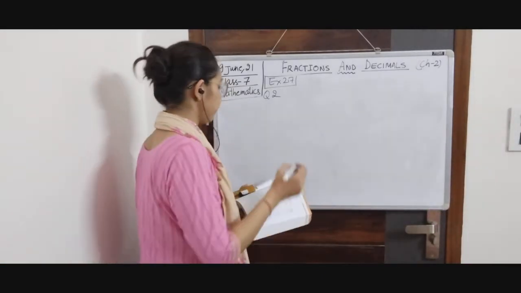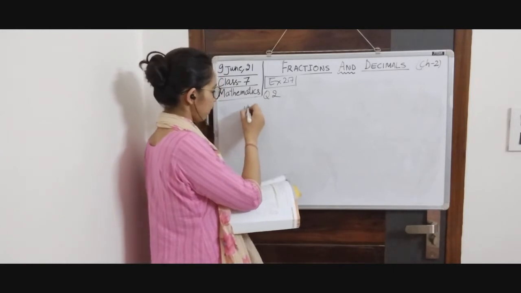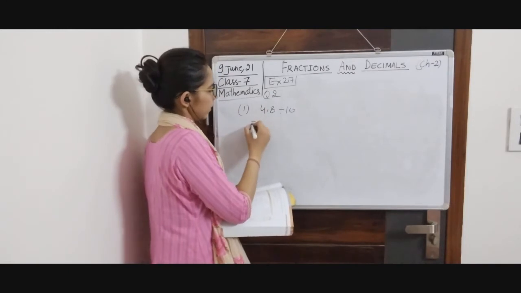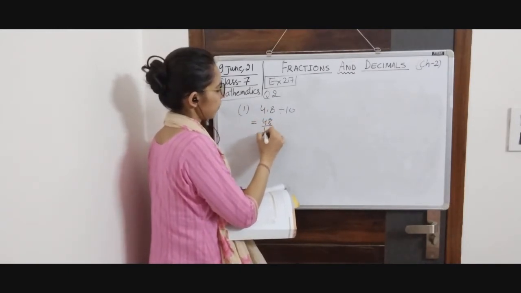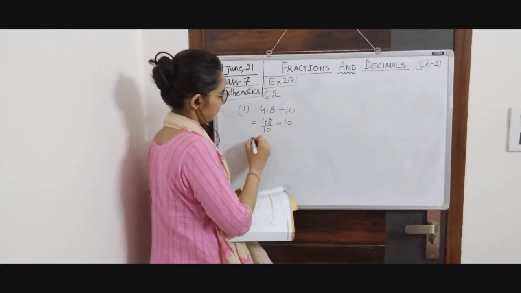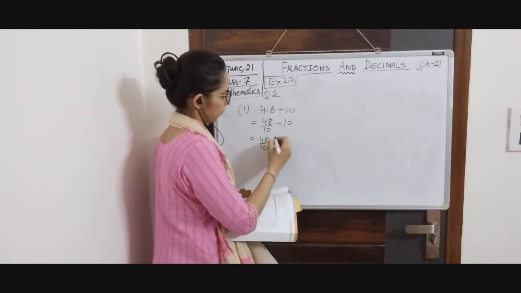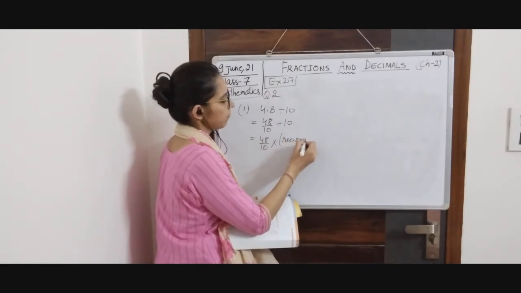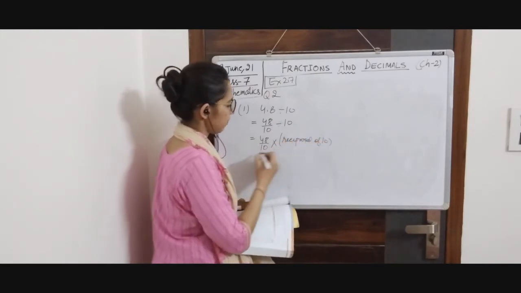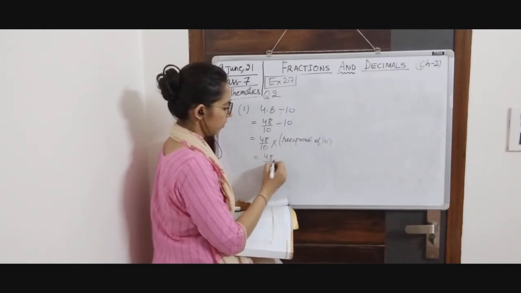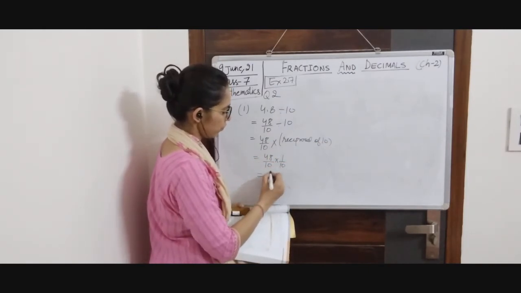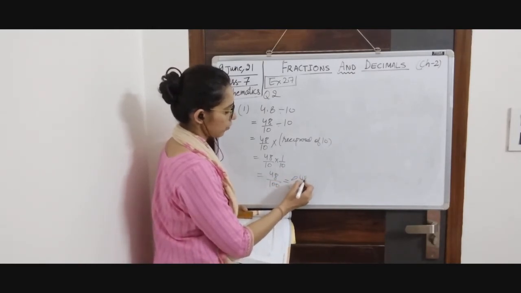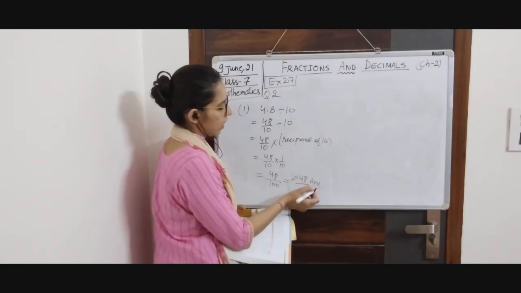Question number 2. We have to find first part, 4.8 divided by 10. Remove the decimal: 48 by 10 divided by 10. Multiply by the reciprocal of 10, which is 1 by 10. So 48 by 10 into 1 by 10 will be equal to 48 by 100. We will convert it to decimal. It will be 0.48. This is your answer.